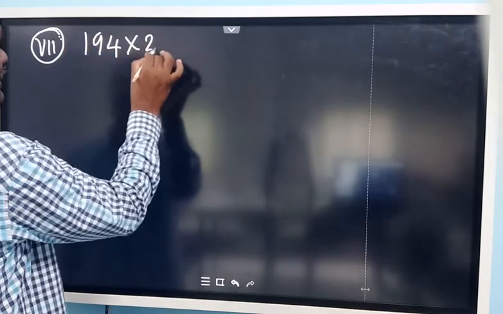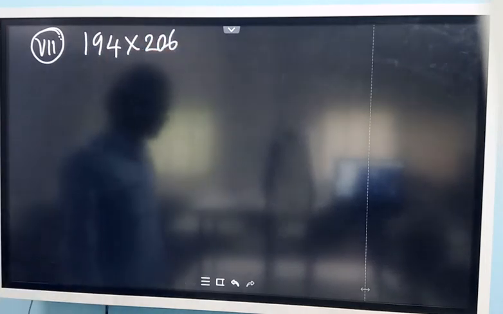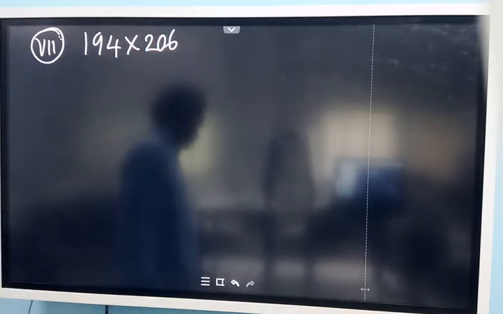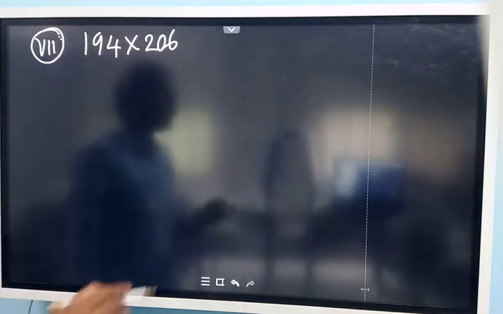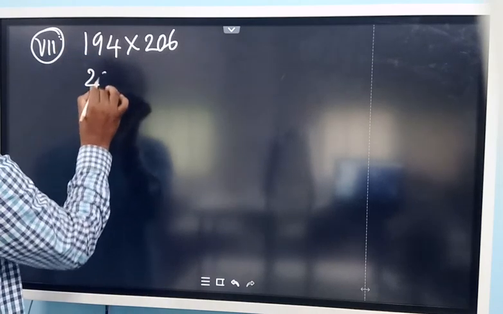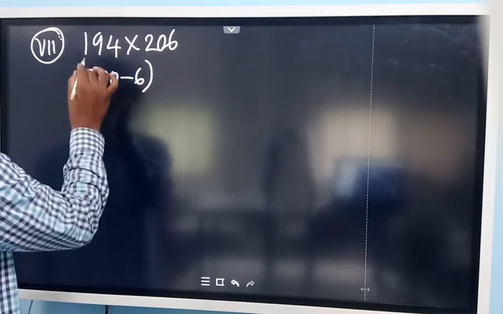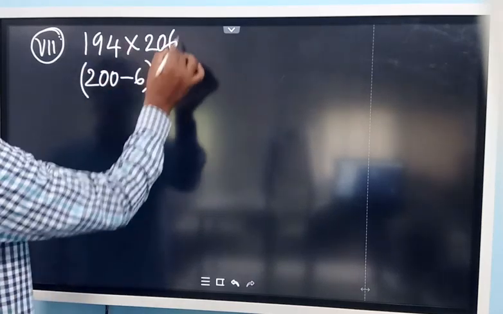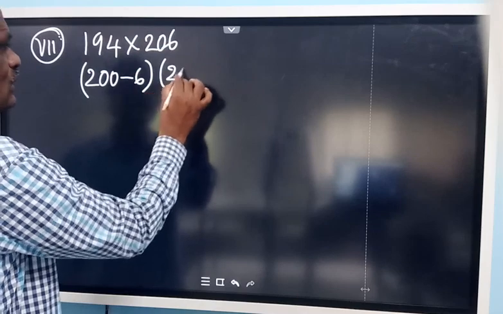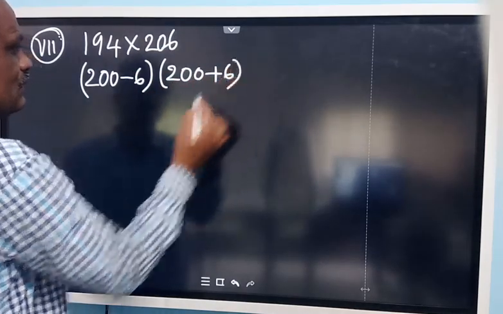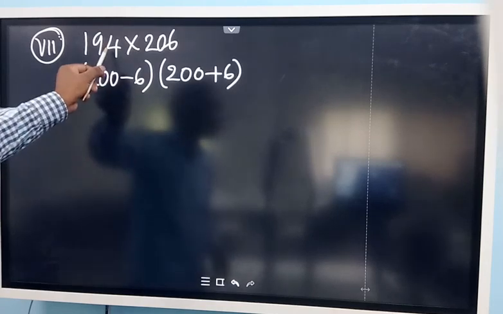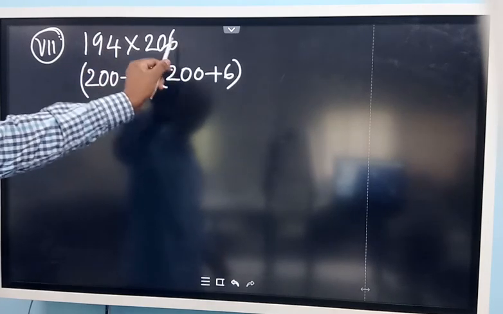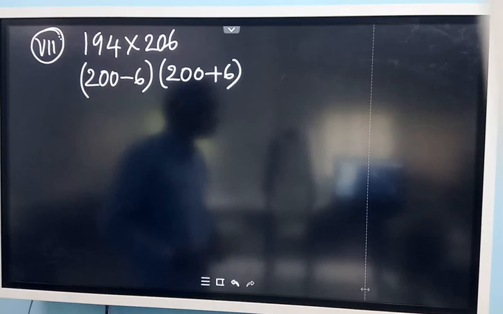206. 194 into 206. So you need to change this into a different form. What I will do, 194, look at this, I can write 200 minus 6. What we can write here, 206 can be written as 200 plus 6. Can we write like this? 200 minus 6, 194 only. 200 plus 6, 206 only. There is no change in this.